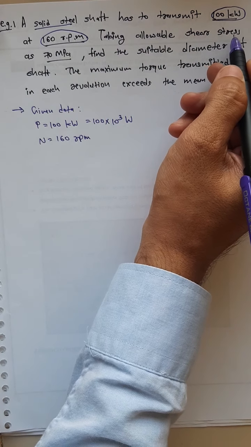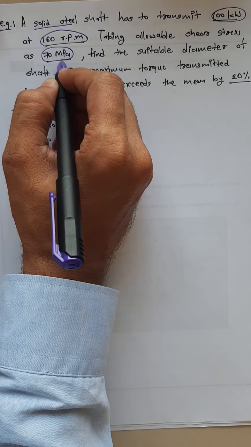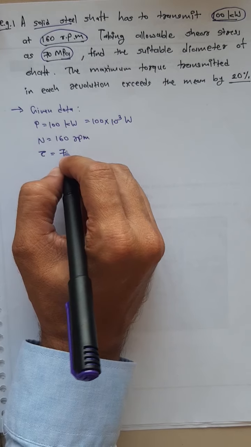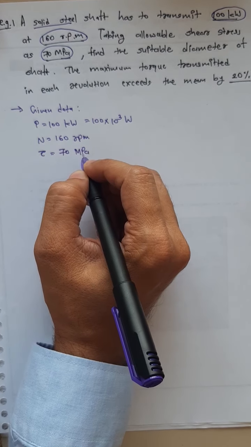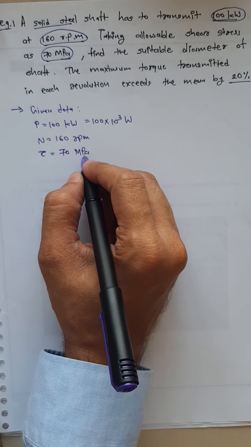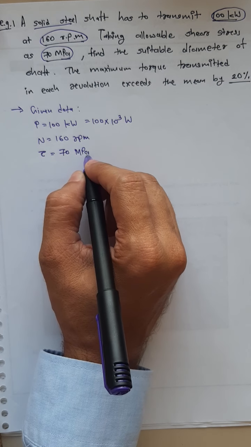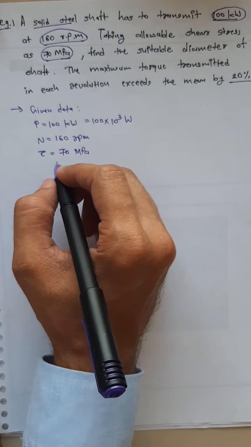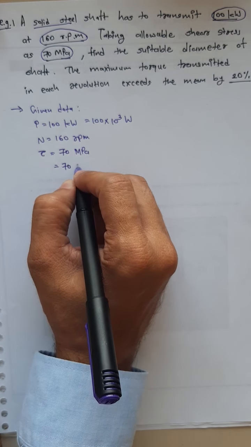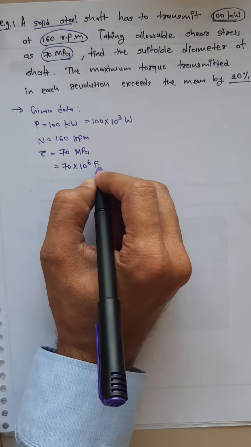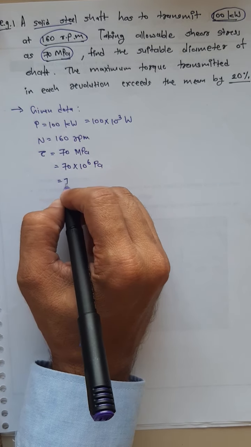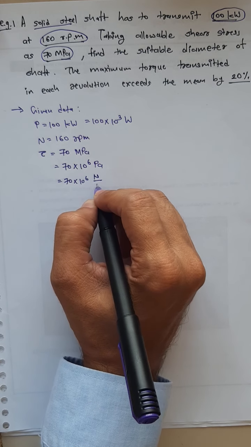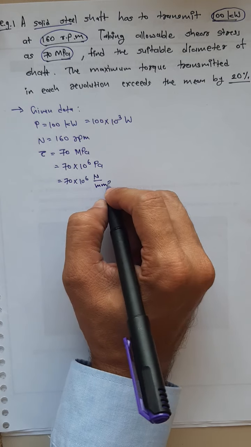Taking allowable shear stress as 70 megapascal. So shear stress is given to us, allowable shear stress 70 megapascal. Now as I described in the previous lecture, if we need to convert this megapascal into newton per mm, then megapascal into pascal is 10 raised to 6 pascal, so 70 into 10 raised to 6 pascal. Pascal is equivalent to newton per mm square.